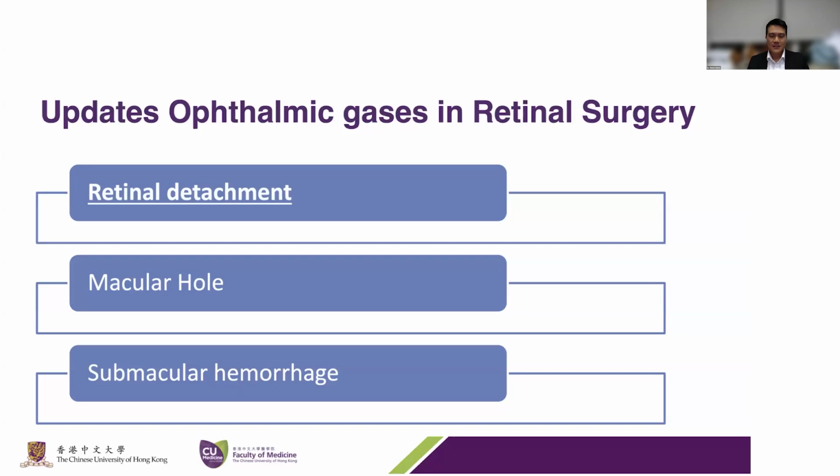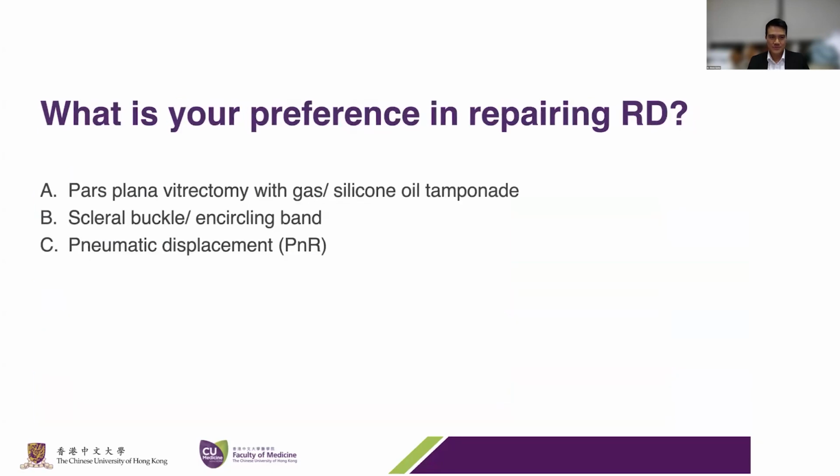So the first condition I would like to focus on is retinal detachment. Before I proceed with my talk, I want to know your preference. What would be your preference in repairing retinal detachment in your practice? Would you prefer pars plana vitrectomy with gas or silicone oil tamponade, external approach with scleral buckle and encircling band, or pneumatic displacement, pneumatic retinopexy?